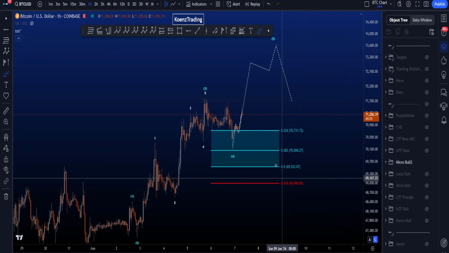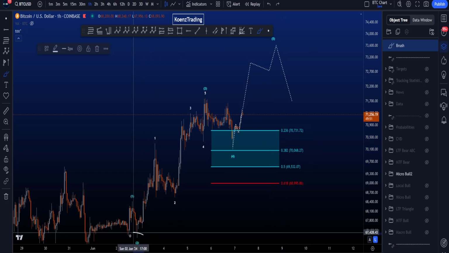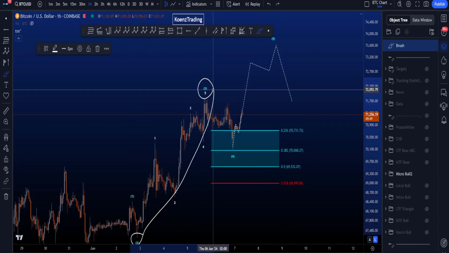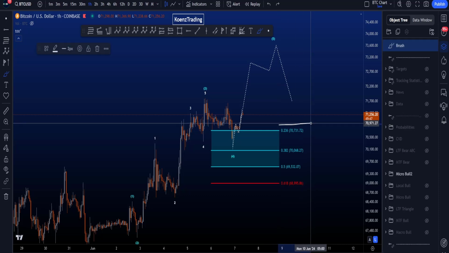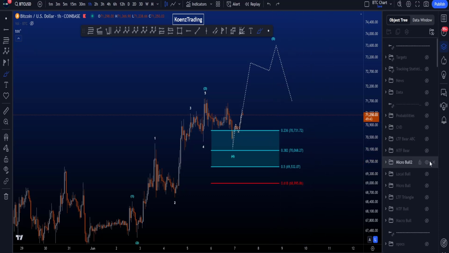The common target area for your wave 4 though is between the 0.236 and the 0.5, taken from the low of 2 to the high of 3, giving you a target area between 70.7k and 69.5k.